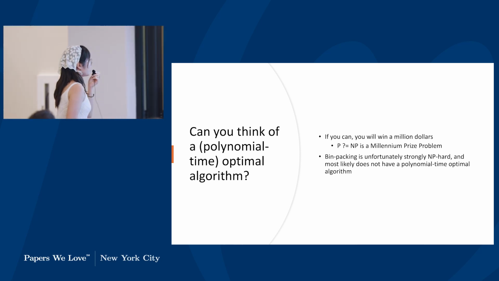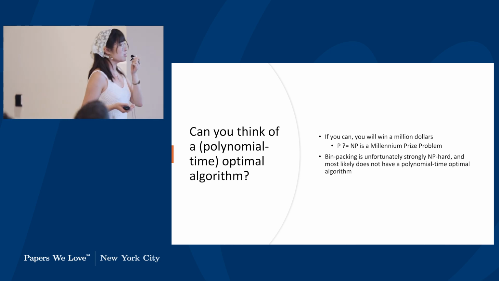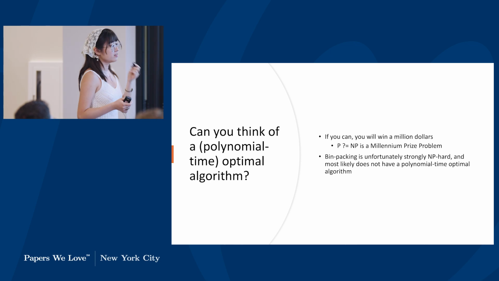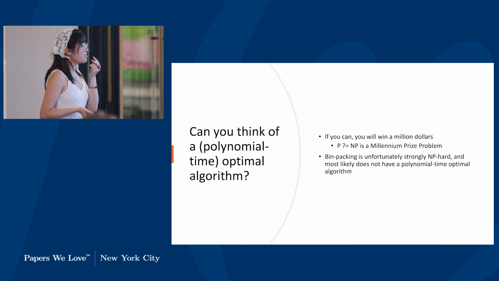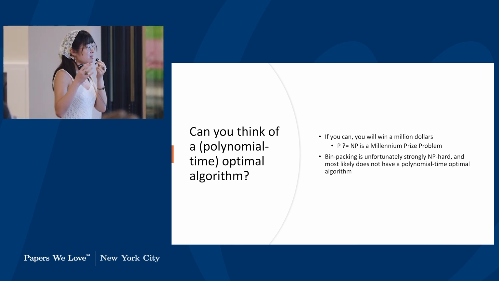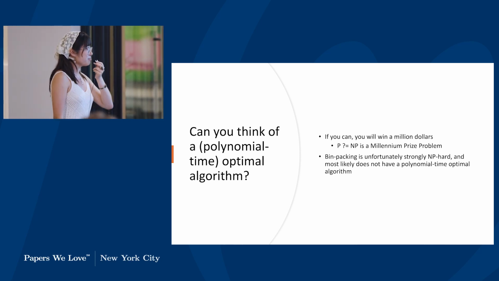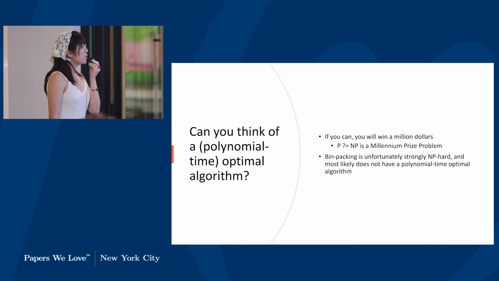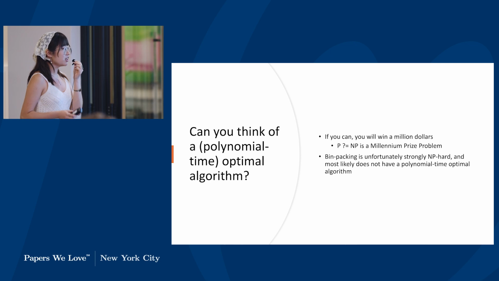So can you think of a polynomial-time algorithm that gives you the optimal answer? If you can, you win $1 million. Unfortunately, bin packing is an NP-complete problem, and P equals NP is a Millennium Prize problem. So it's very likely that there is no polynomial time algorithm for bin packing that gives the optimal answer.